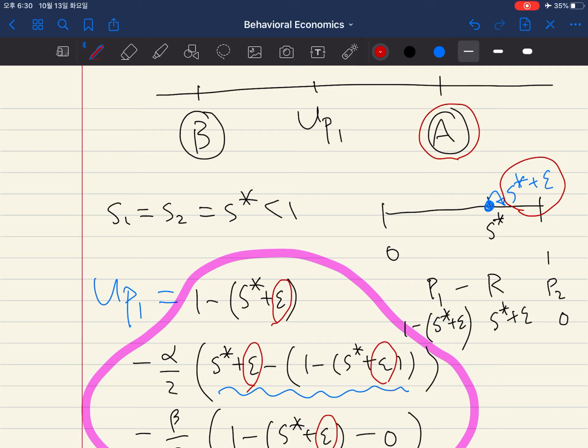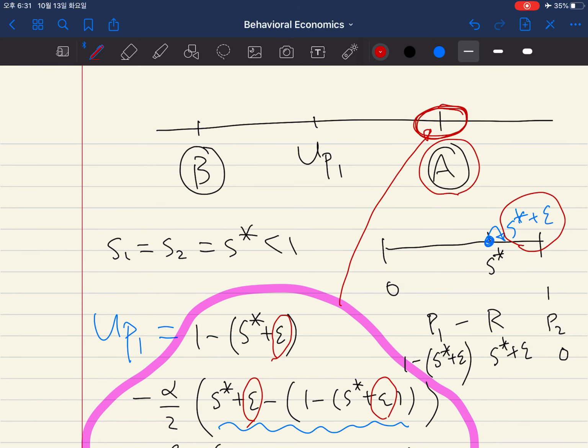Therefore, what we can see from here is, as long as epsilon is a very small number, this purple expression is going to be very close to expression A, somewhere very near to expression A. Then we are done, because what is this purple expression? Purple expression is first proposal's payoff from choosing S star plus epsilon.